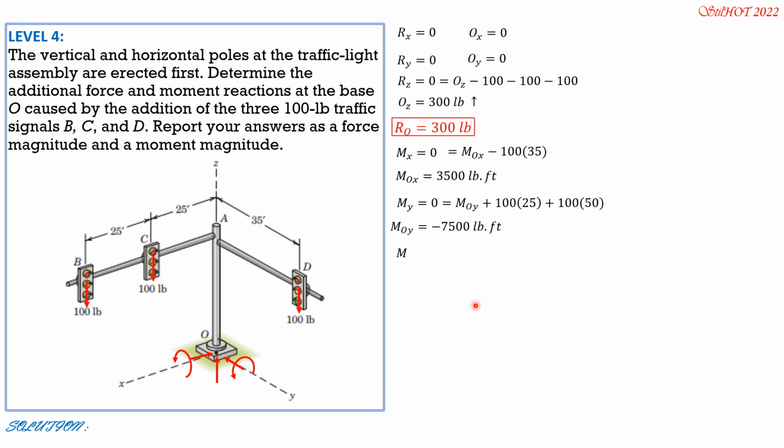Therefore, the magnitude of the moment about O is the square root of 3,500 squared plus 7,500 squared. MOz is 0, as I mentioned earlier, because the forces are parallel to the z-axis. So MO equals 8,276 pound-feet.